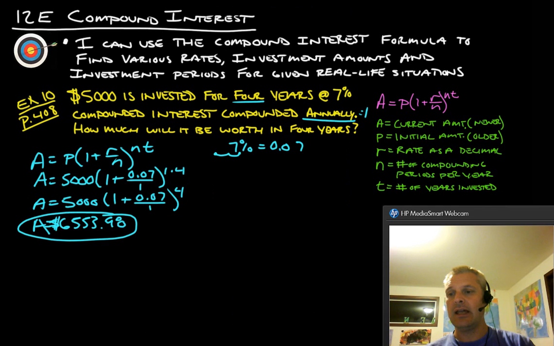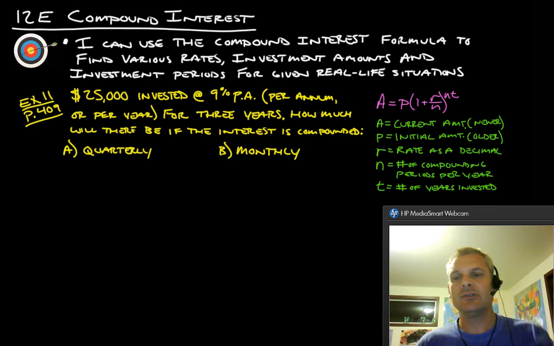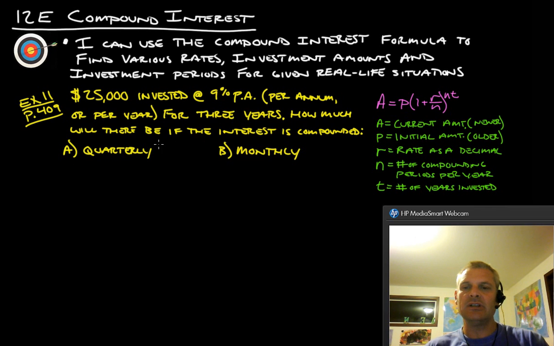Let's take a look at another example, and this will be example 11 from page 409. This one has us investing $25,000 at 9% per annum, which they abbreviate as PA, and really what that means is per year, for 3 years. How much will there be if the interest is compounded quarterly, and how much will there be if the interest is compounded monthly? So really we have 2 different problems to try here. So let's solve these things.